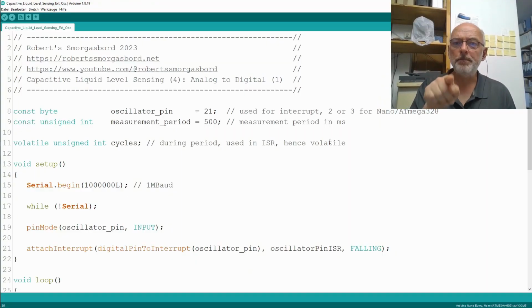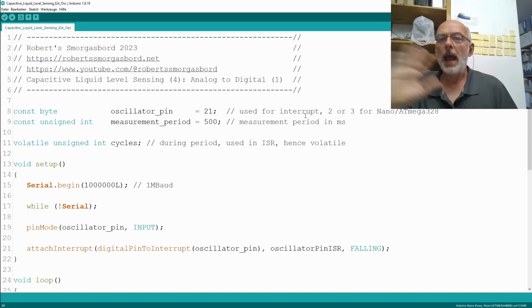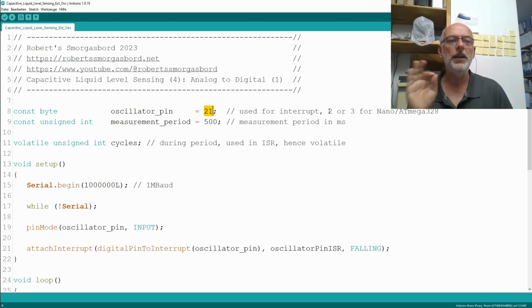So far, that's basically the same code we already used when measuring the RPMs of a drill using a Hall switch. Card here, link in the description. Anyway, I have here a constant byte for my oscillator pin. I already told you that's pin 21. Please note, if you are using a classic Nano V3 with an ATmega328, you can only use pin 2 or 3 for interrupts. And we will be using that pin for an interrupt.